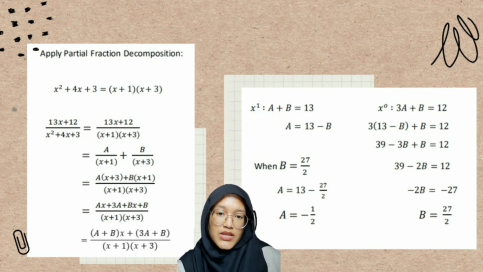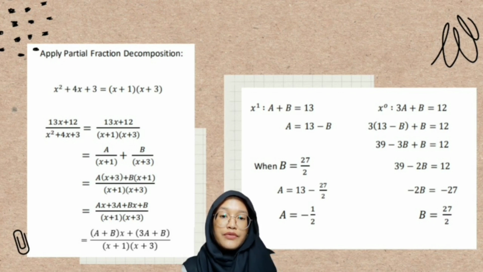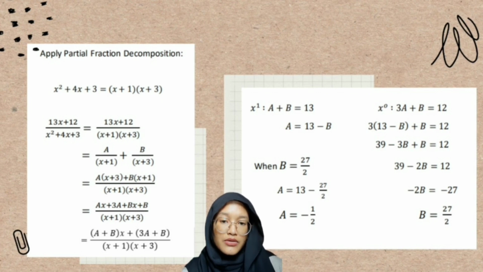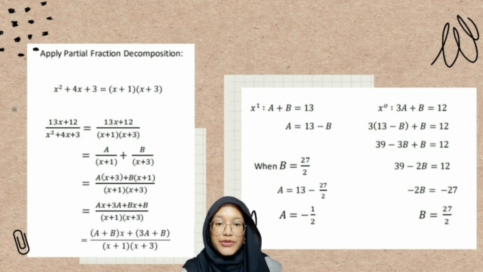we equate it to the denominator. Both of them will be multiplied with each other, and we expand the brackets, which is ax plus 3a plus bx plus b over x plus 1 and x plus 3. Then we factorize the x. Next, after we factorize the x, we compare the numerator that we get here with the original numerator. So the coefficient of x to the power 1 is a plus b equal to 13, and the constant term, 3a plus b, is equal to 12. Then we just find the values of a and b.